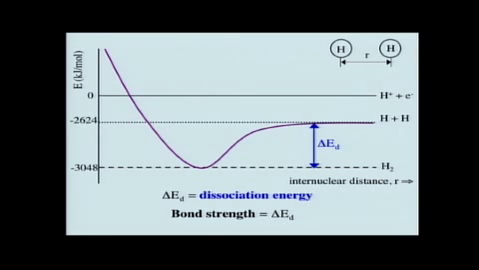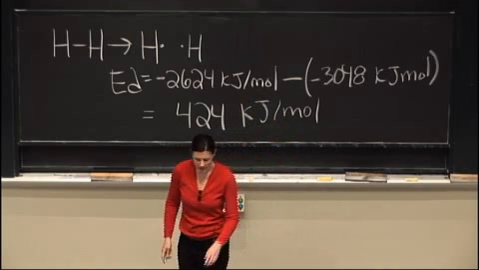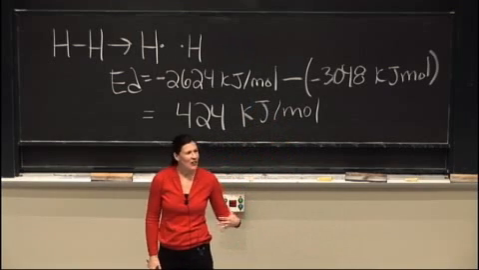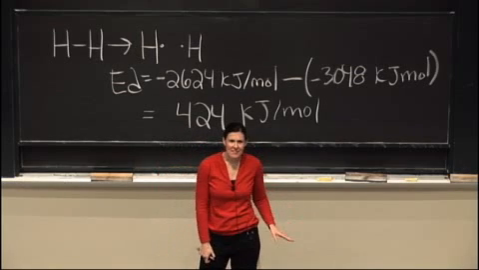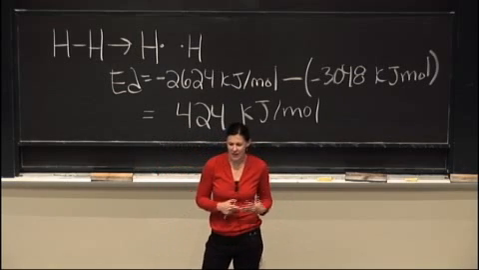So another way to talk about dissociation energy is simply to call it bond strength. It's the same thing. They're equal to each other. If we know that this is the dissociation energy for a hydrogen molecule, we can also say the bond strength for hydrogen molecule is 424. So there's actually another way to graph it where we can directly graph the dissociation energy or the bond strengths.